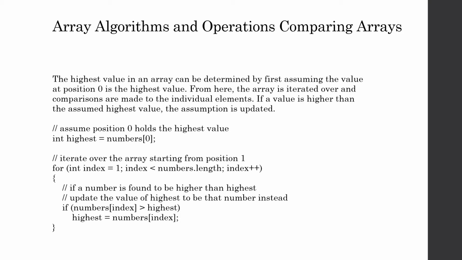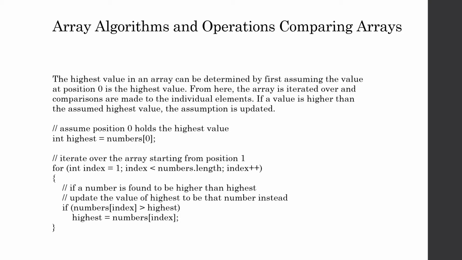From here, we're going to iterate over the array, and comparisons are going to be made to the individual elements. If a value is higher than the assumed highest value, then our assumption is going to be updated. Initially, we're going to assume that position 0 holds the highest value. So we've got this integer variable that we call highest. That's going to be equal to the value at position 0 of numbers. So we have numbers 0 right there.